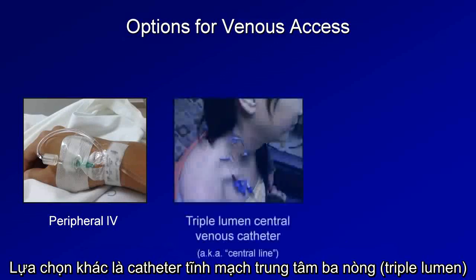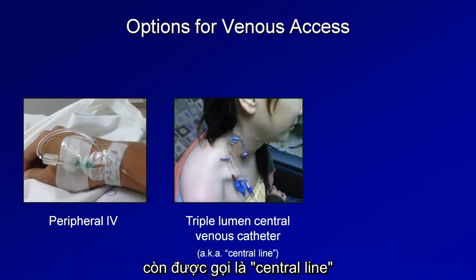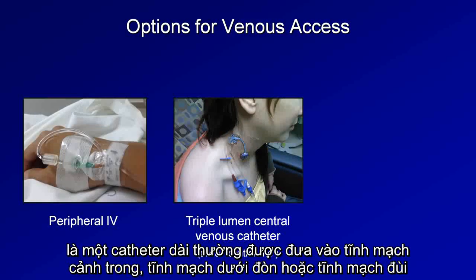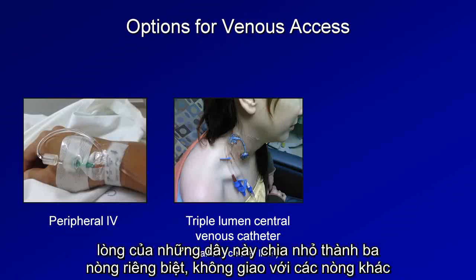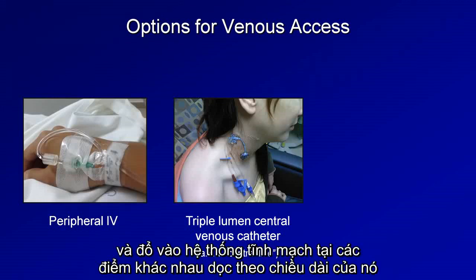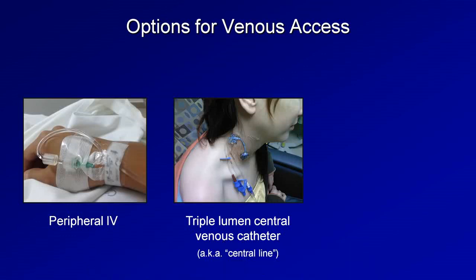Another option is a triple lumen central venous catheter, also known as a central line, which is a long catheter usually fed into either the internal jugular, subclavian, or femoral vein. The lumen of these lines are subdivided into 3 separate lumens, which do not communicate with one another, and which empty into the venous system at different spots along its length.